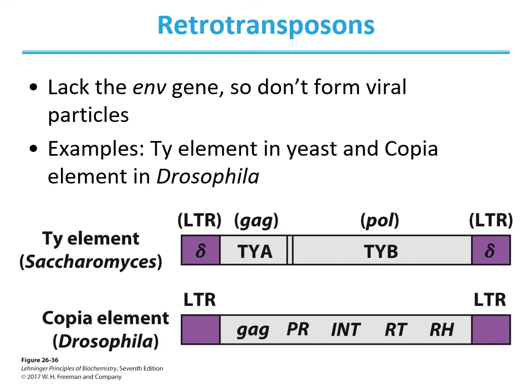Most lack the ENV gene so they don't form viral particles. However, there are genes for ENV-like proteins in eukaryotes. These proteins are indeed responsible for membrane fusion, and some of them have structural homology to the ENV proteins from viruses. This begs the question: did these ENVs originate from viruses, or did these genes give rise to viruses?